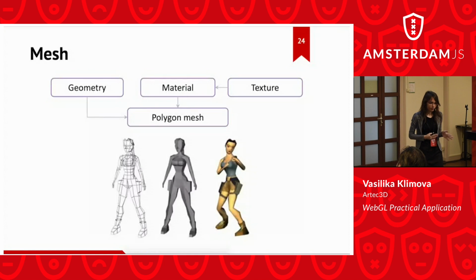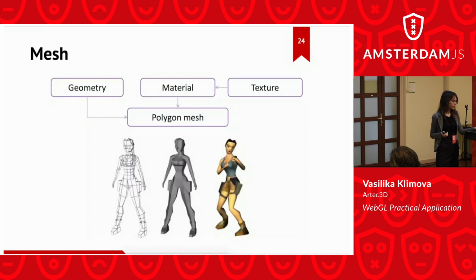Mesh. All objects are polygon meshes. That is the name for this. And a mesh consists of geometry and material. Geometry is like a vector object, consisting of a lot of points. And material is like a skin for our object. And texture: if you want your model to have some texture, maybe like a photo, you can use it and apply it to the material.